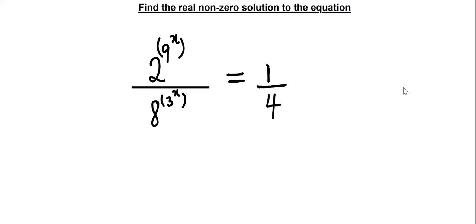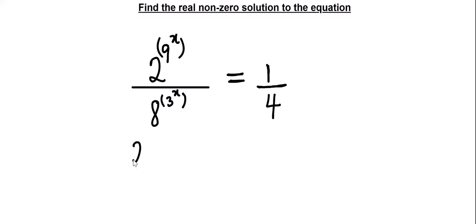Find a real non-zero solution to this given equation. In this given equation, we have 2 to the power of 9^x divided by 8 to the power of 3^x equals 1 over 4. So we are interested in getting the non-zero solution for x. Now let's break this down.